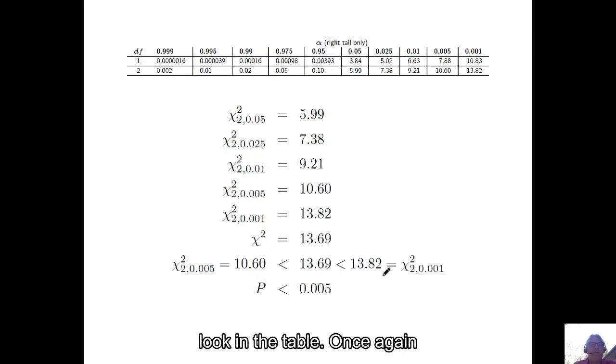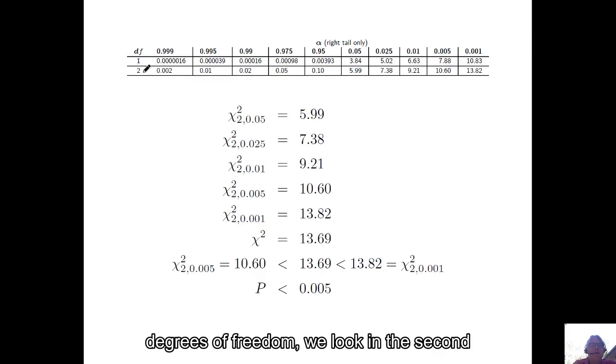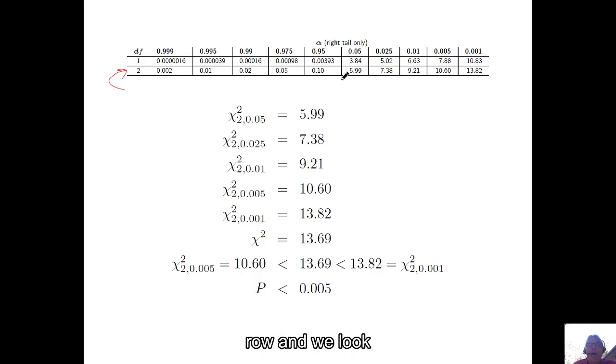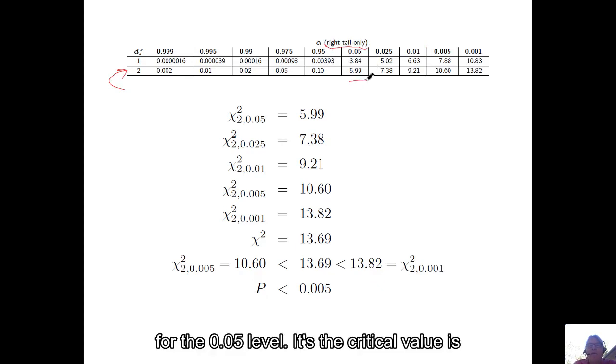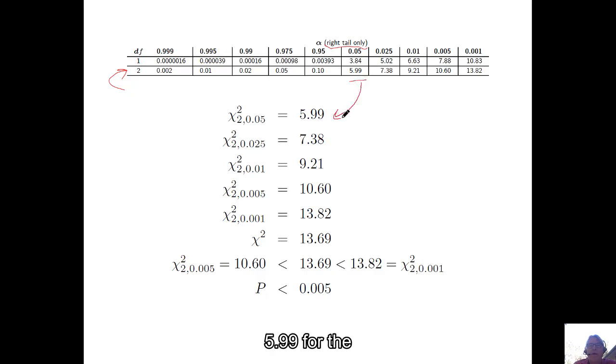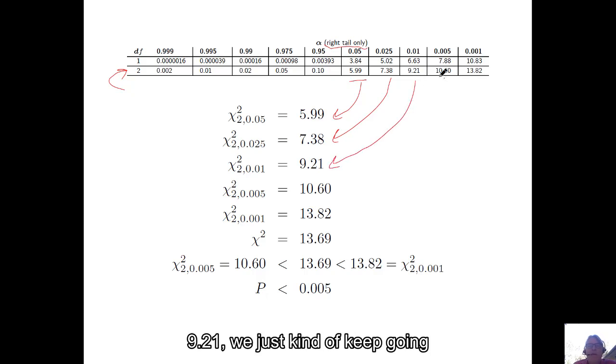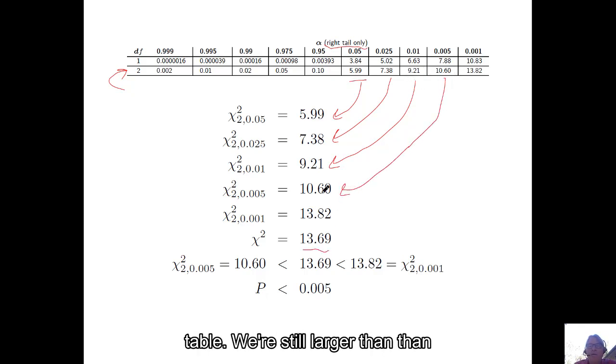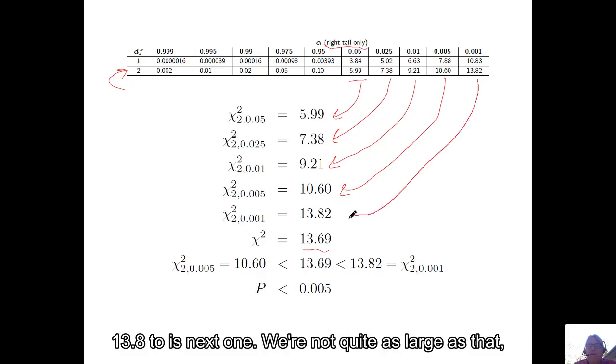We can look in the table. Once again, degrees of freedom, we look in the second row, and we look at the right tail probabilities. For the 0.05 level, the critical value is 5.99. For the 2.5% level, it's 7.38. For the 1% level, it's 9.21. We just kind of keep going out. Our test statistic was 13.69, so we keep going rightward in the table. We're still larger than that critical value. 13.82 is the next one.